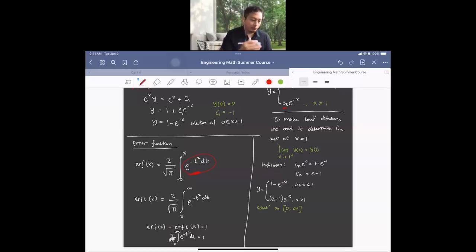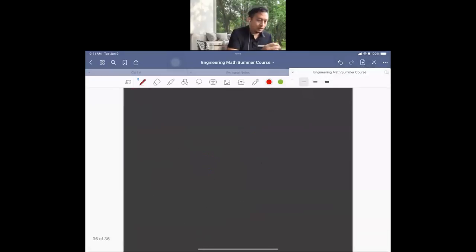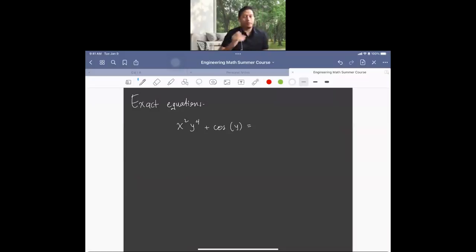Okay, let me move to the next one. I hope the idea is fine with you. You can understand the big idea first. The next section is the exact equations. Let me write a function of x, y: x squared y to the power of 4 plus cosine y equals 1. Let me just write it like this.